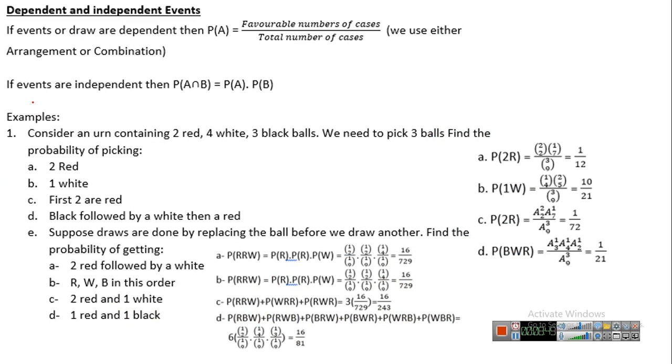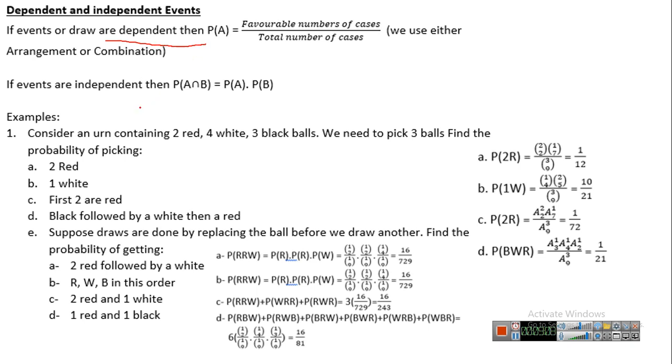Dependent and independent events. Now we're going to start with the probability. Suppose the draws are dependent. What does dependent mean? If I draw the first card, I will not return it. I will keep it with me. And when we say dependent in counting, it means without replacement.